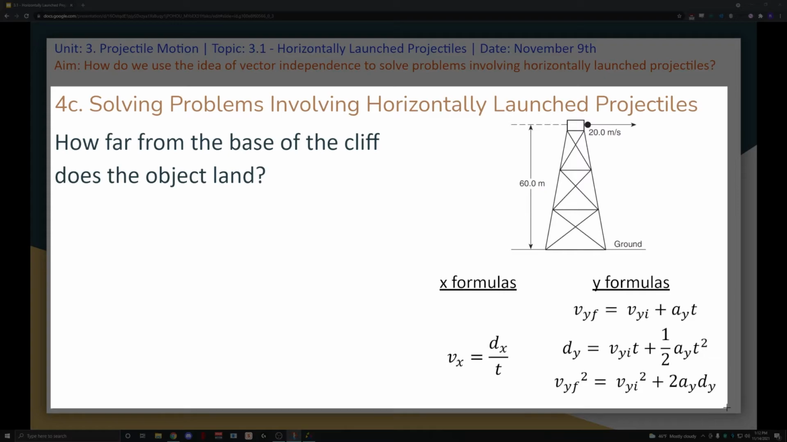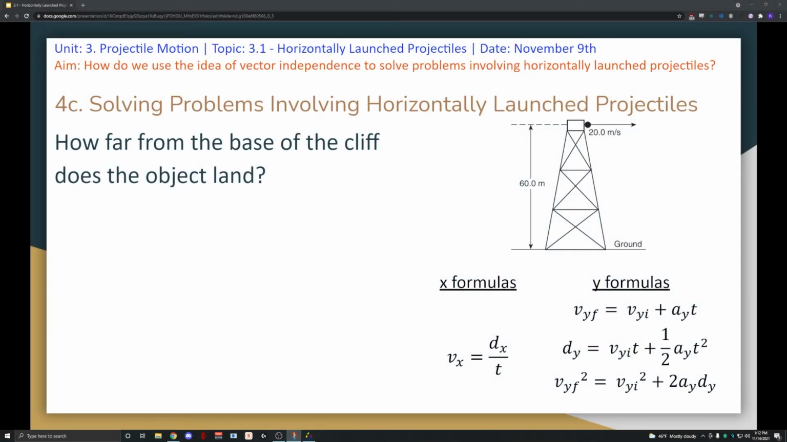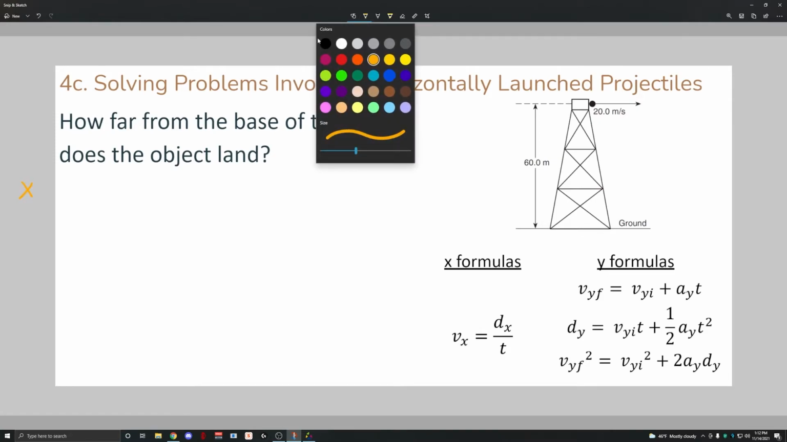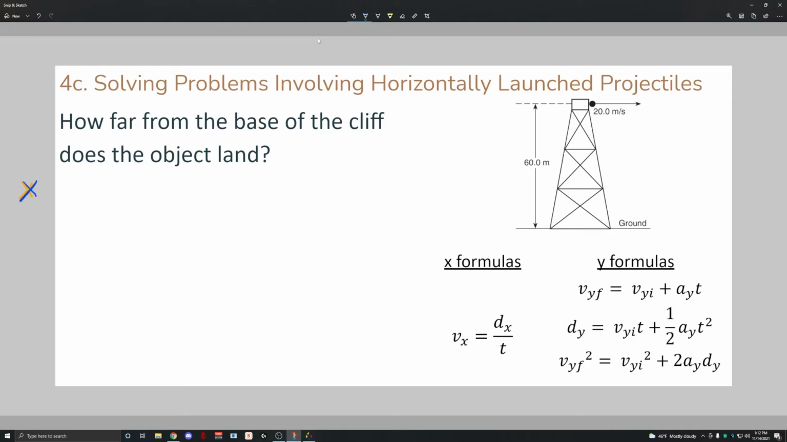So now we'll move on to 4C. From the last slide, we landed, what was it? 90 meters away from the base of the cliff. 4C, so this is the third practice problem. How far from the base of the cliff does the object land? Right, so we're gonna do our x. Now let me use a darker color. We're gonna do x and y.